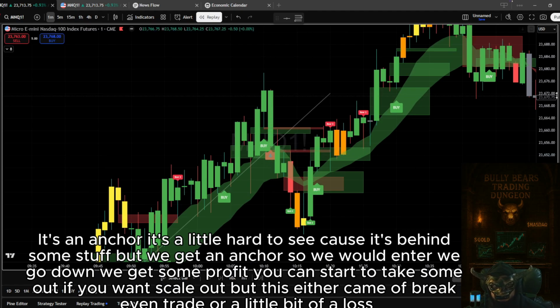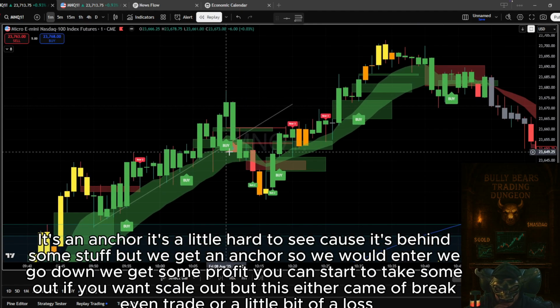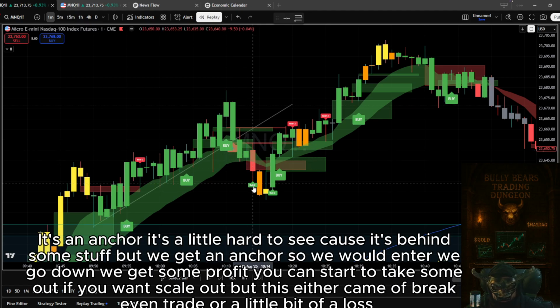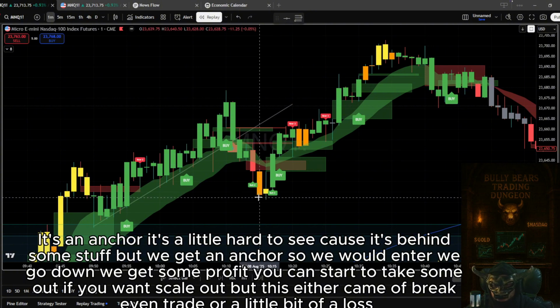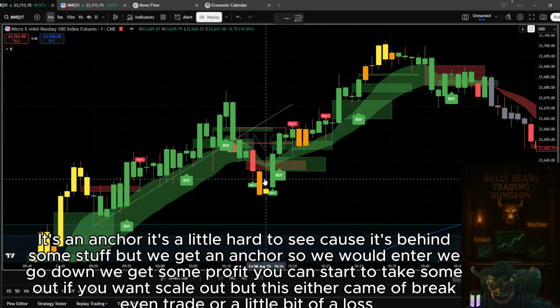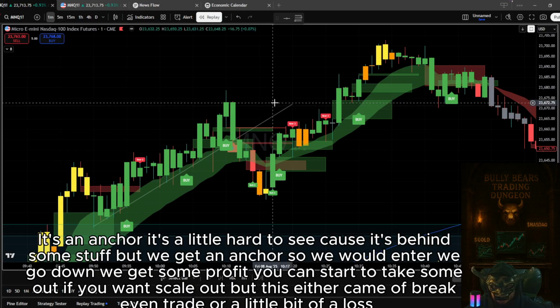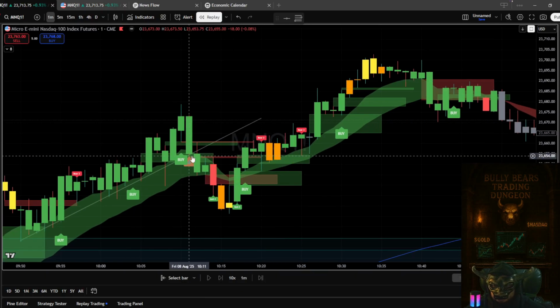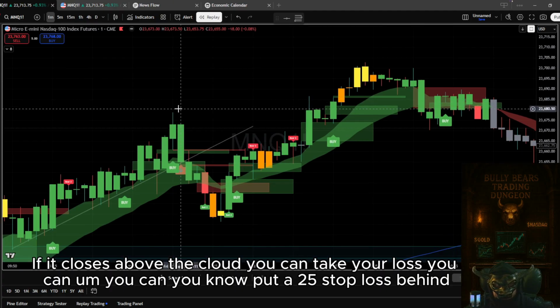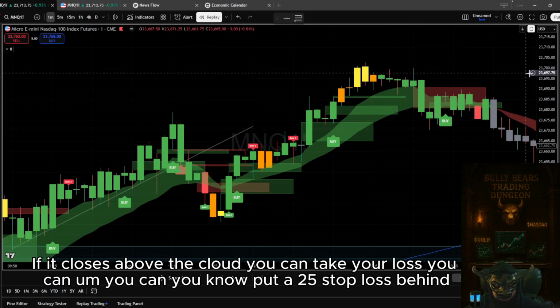So we would enter. We go down. We get some profit. You can start to take some out if you want, scale out, but this either came a break-even trade or a little bit of a loss. If it closes above the cloud, you could take your loss. You can put a 25 stop loss behind.